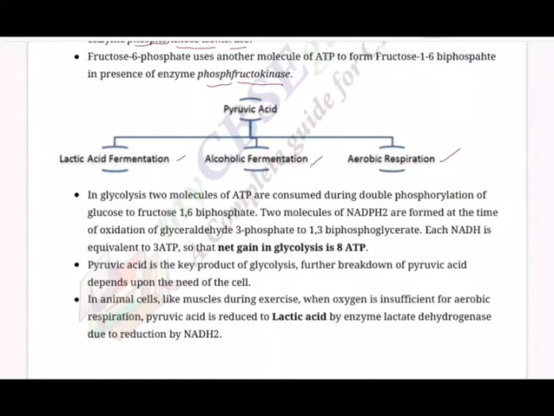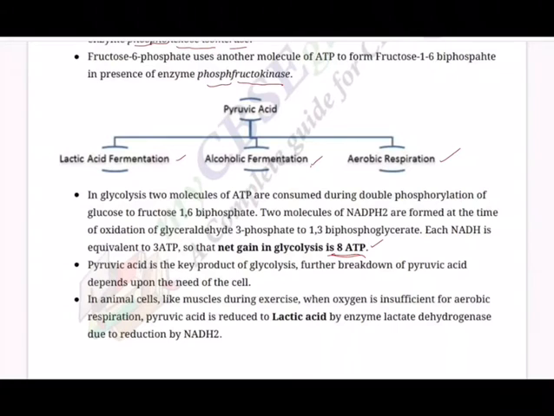1,3-biphosphoglyceric acid. Each NADH is equivalent to 3 ATP, so the net gain of glycolysis is 8 ATP as explained to you just now. Pyruvic acid is the key product of glycolysis. What is the end product of glycolysis? It is always pyruvic acid.